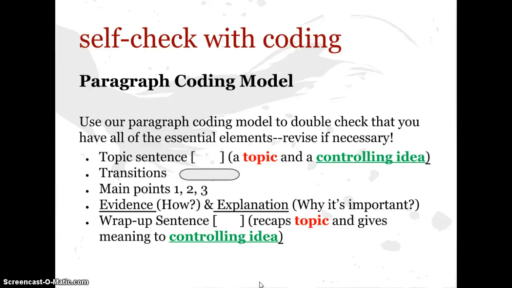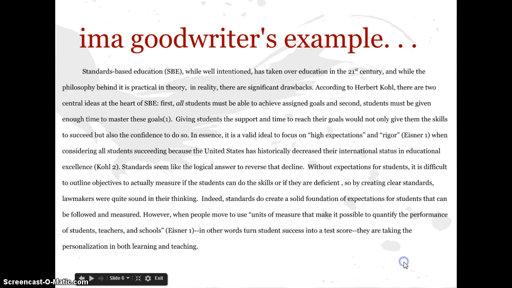Underline once the evidence and twice the explanation. What evidence are you using, and why or how is it important to your overall claim? And then your wrap-up sentence, or your warrant sentence, recaps that topic and gives meaning to the controlling idea. Again, it recaps, it doesn't restate, and it needs to say something meaningful and new to your reader to better advance your thesis statement and your argument.